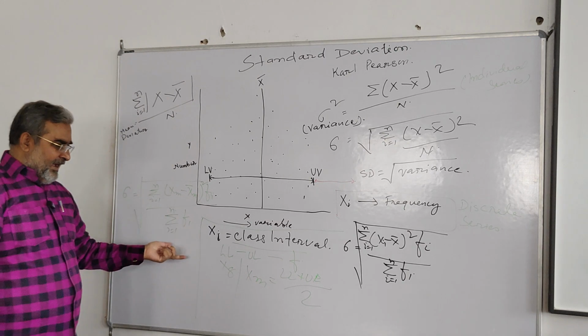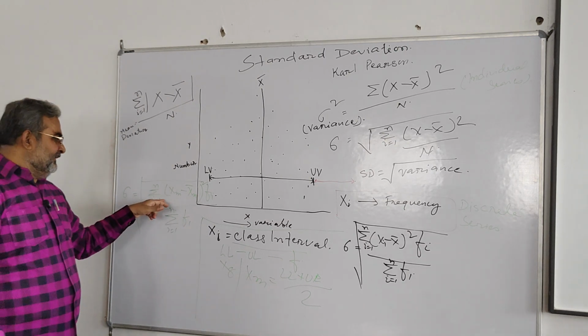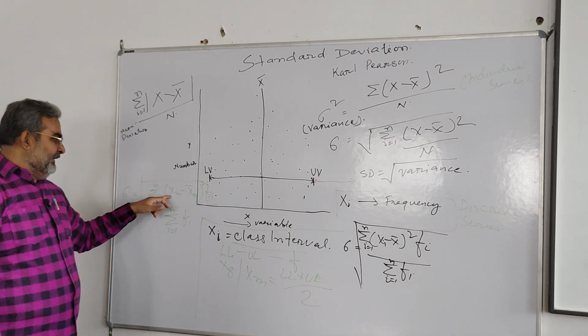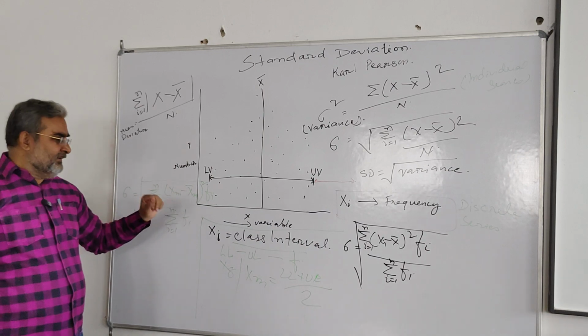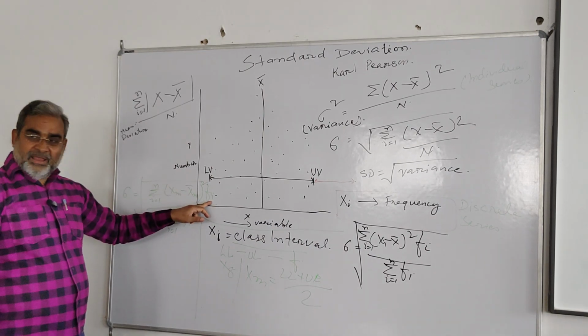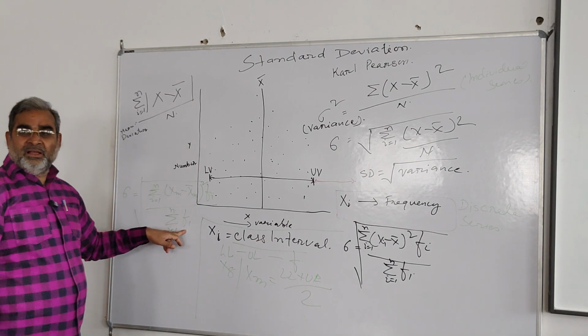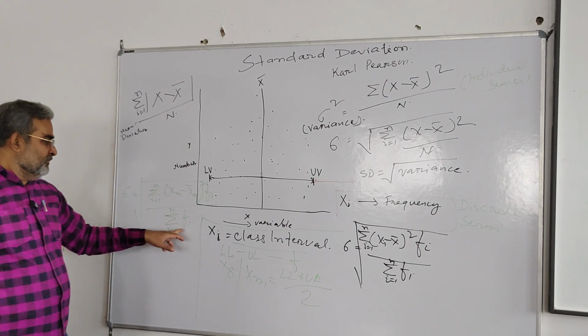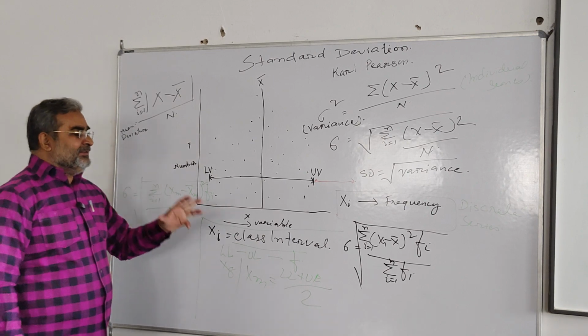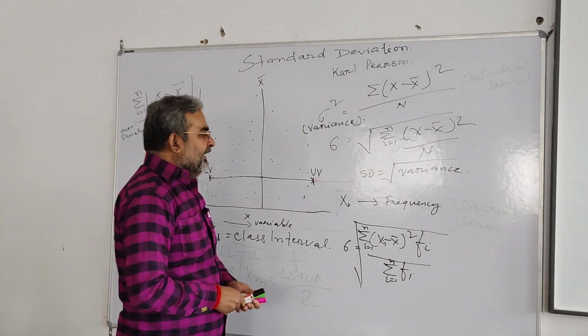ये जो फॉर्मूला आया, ये क्या आ गया? समेशन xi टू xm, xm माइनस xm बार स्क्वायर fi, रेस्पेक्टिव फ्रीक्वेंसी डिवाइडेड बाय समेशन ऑफ द फ्रीक्वेंसी, टोटल फ्रीक्वेंसी. और यहां दो चीज जरूर समझिए कि हियर इट इज द वेरिएंस.